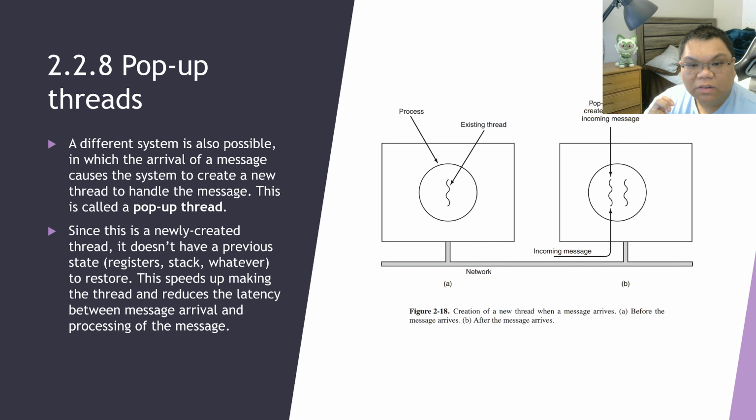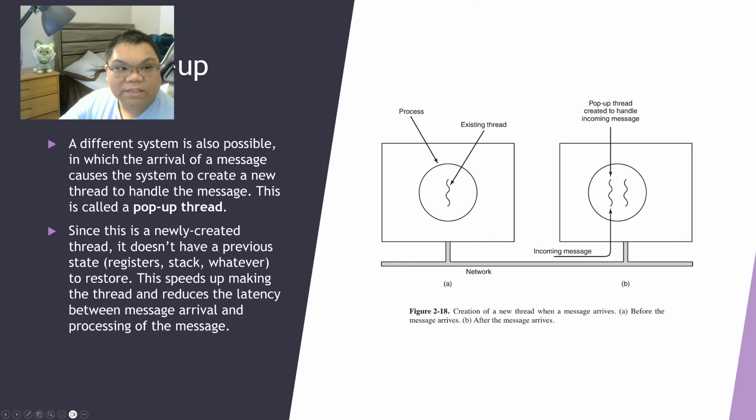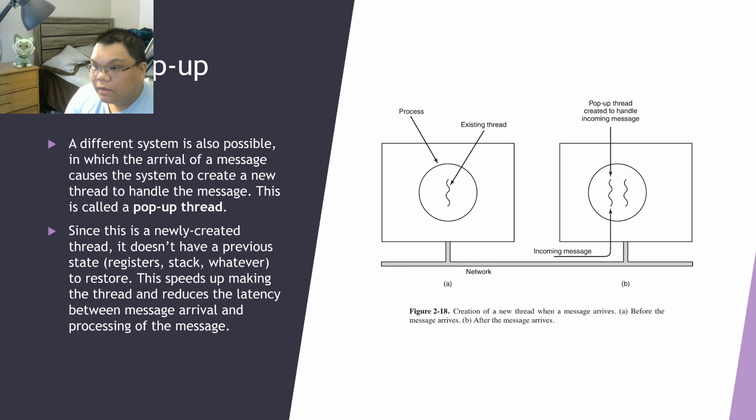A different system is also possible to handle incoming messages, and it is this. It's called a pop-up thread. So instead of having a process handle incoming messages, when there's an incoming message, we just create a new thread. Since this is a newly created thread, it doesn't have a previous state. It doesn't have registers. It does, but they weren't loaded with anything before. It doesn't have any previous state that we need to restore. This speeds up making the thread and reduces the latency between message arrival and processing of that message. So we create a whole new thread, and then that thread handles the message.